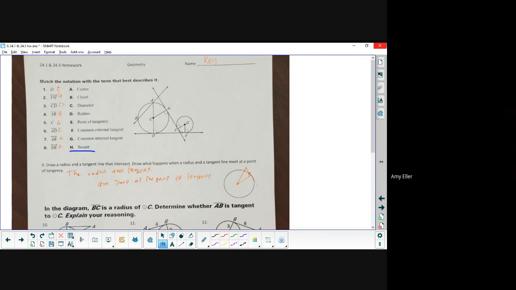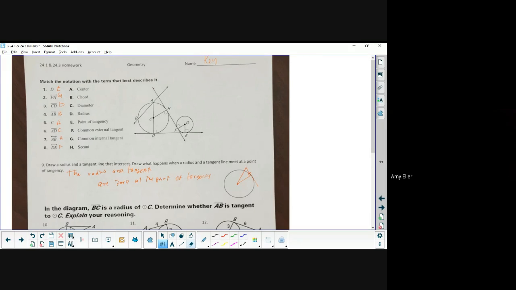Secant, remember, is a line that touches the circle 2 times, whereas a tangent touches 1 time. What was one again? One is E. Wait, center. D, where's D? Point of tangency. E, yeah.